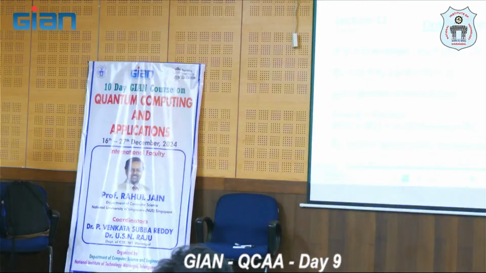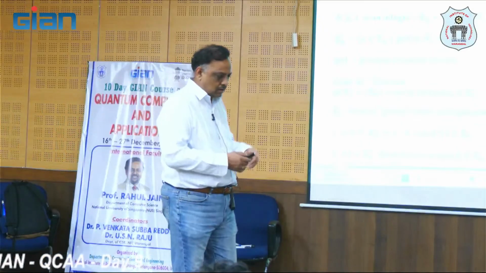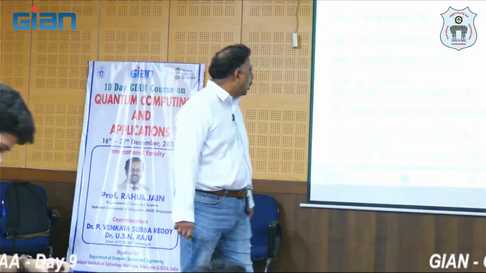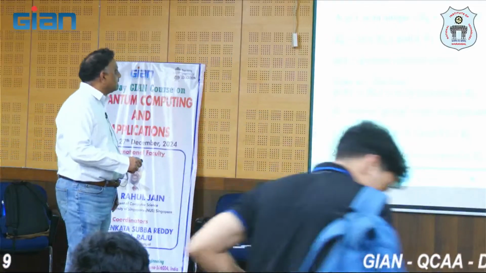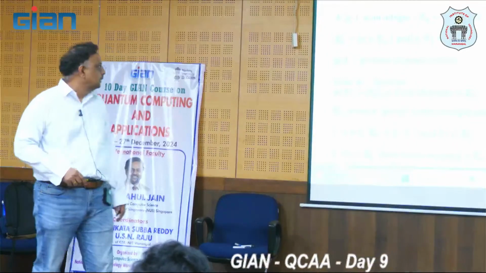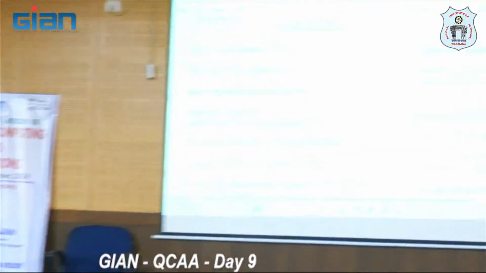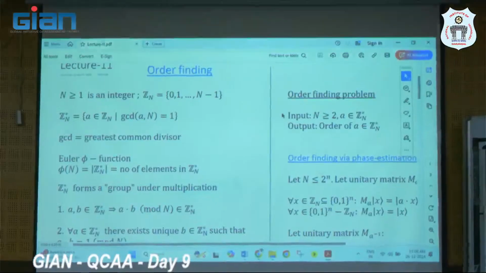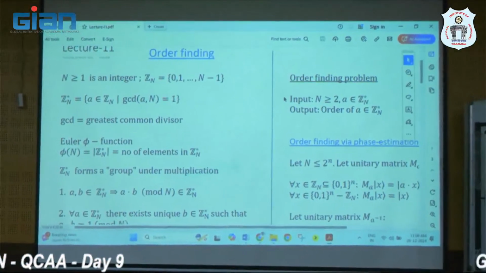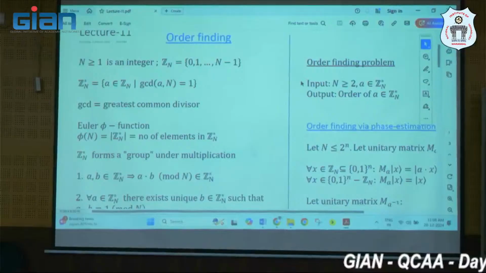What is the order finding problem? Any questions so far about the phase estimation and all that? Order finding problem is, we are given an integer n, non-negative integer, n greater than or equal to 1. Zn we have, correct? Remember, Zn was the set 0, 1 up to n minus 1. Now we have the set Zn star. Okay, important to note. The set Zn star.